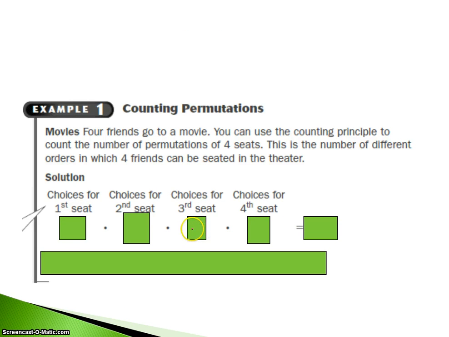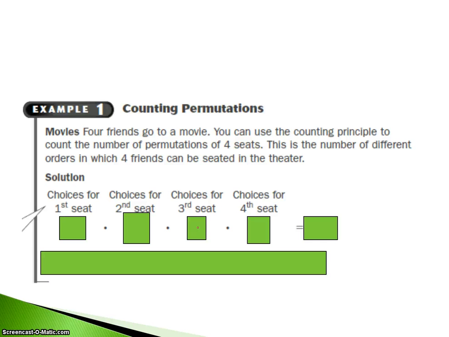Let's talk about permutation. 4 friends go to a movie. You can use the counting principle to count the number of permutations of 4 seats. This is the number of different orders in which 4 friends can be seated in the theater. Now remember that order is important, so it matters who sits in the first seat, who sits in the second seat. Okay, they are different seats.